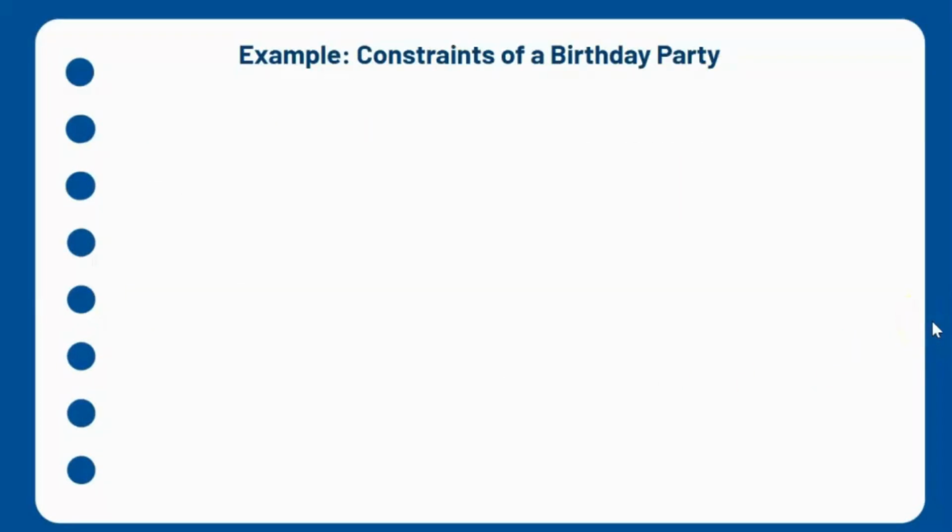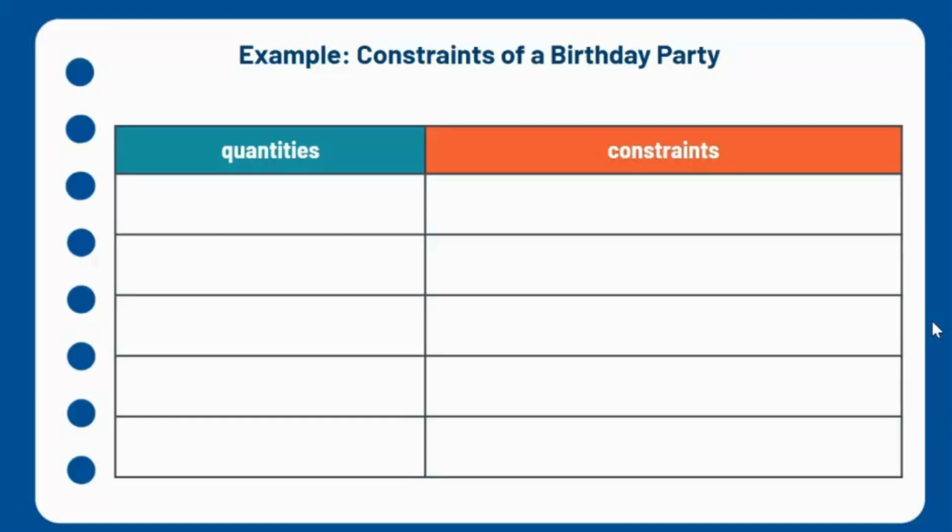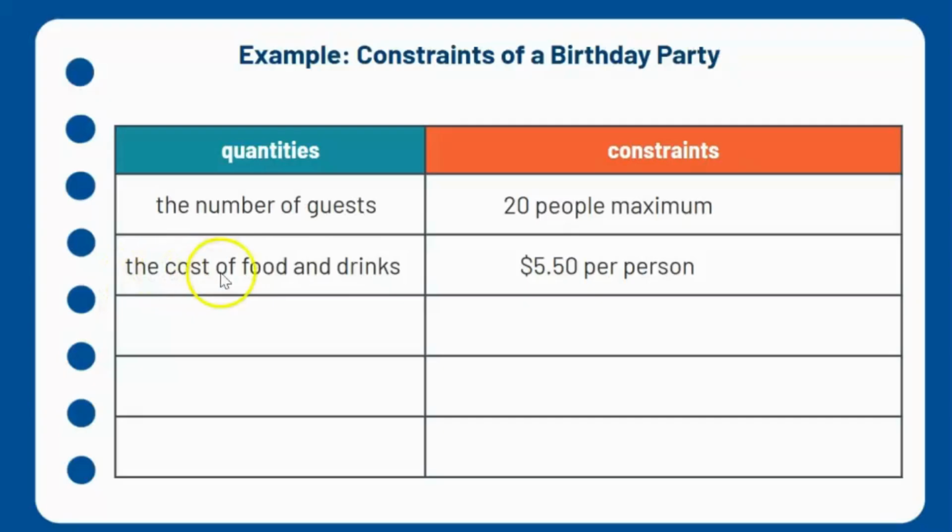Let's engage in the modeling process with a real-life situation of planning a birthday party. We'll need to think about relevant quantities, whether they might be fixed or variable, and how they might relate to one another. When planning a birthday party, we might be dealing with these quantities and constraints. For this example, the number of guests. Let's assume that the maximum number of people attending the party is 20. We would have to consider the cost of food and drinks. For this example, the cost of food and drinks per person is $5.50.